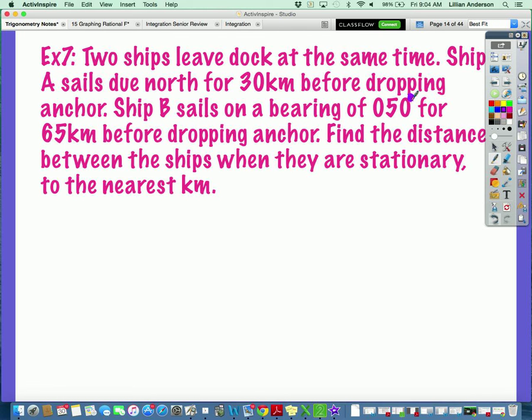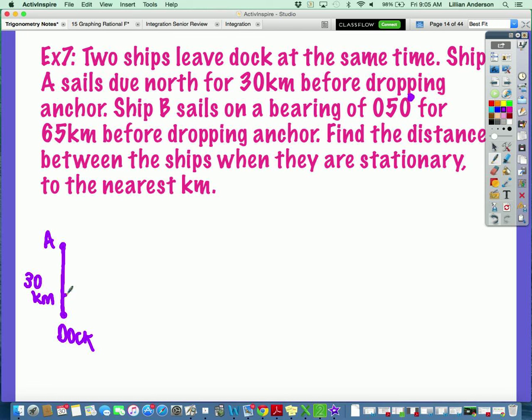Something that might help you here, a picture, right? So, I need a dock in my picture. And I need two ships. One ship is ship A, sails due north 30 kilometers. So I'm going to draw my line straight up. It is going to end up forming a triangle. So we have 30 kilometers before ship A drops anchor. Then ship B sails on a bearing of 050 degrees for 65 kilometers before dropping anchor. How would I represent that bearing of 50 degrees? Clockwise starting in the north direction.